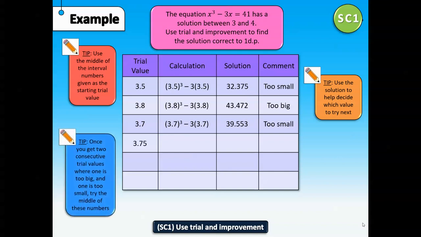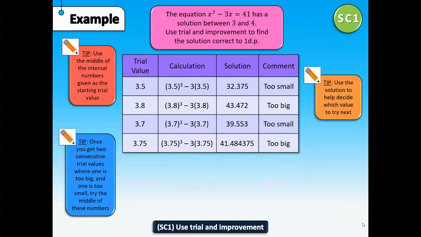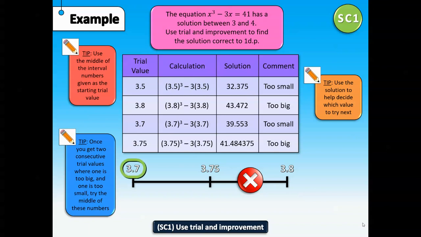So I'm going to substitute in the number 3.75. This gives me an answer that's bigger than 41. So 3.75 is too big. So if I use a number line, the number to one decimal place needs to be below 3.75. So my final answer needs to be 3.7.